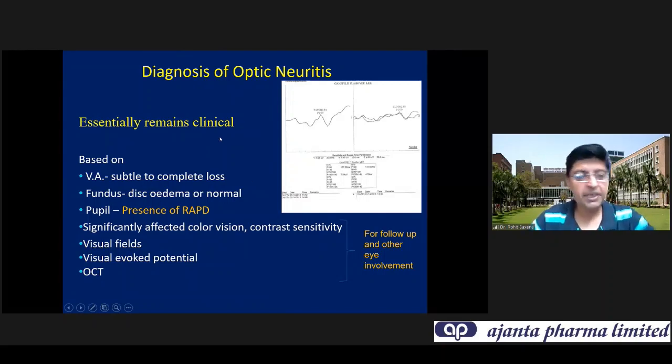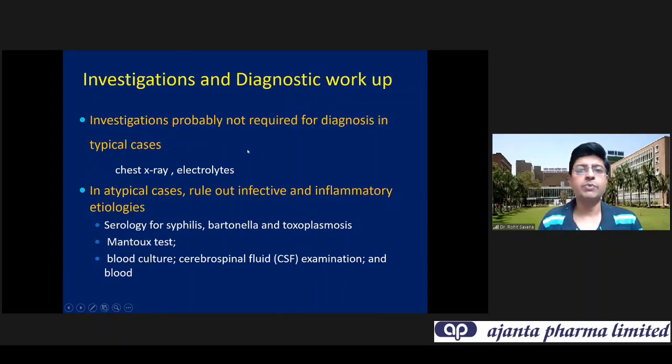Essential diagnosis of optic neuritis remains clinical. It will be based on the loss of visual acuity, the appearance of the fundus and the disc edema, the presence of a relative afferent pupillary defect, and of course, visual function deficit, which would include color and contrast, including mild involvement of the other eye, visual field defects, and VEPs that get prolonged. So increase in the latency of the VEP, and of course, an OCT, which is an emerging diagnostic tool, which is helping us to get some idea on the type of optic neuritis or disc edema that we are seeing.